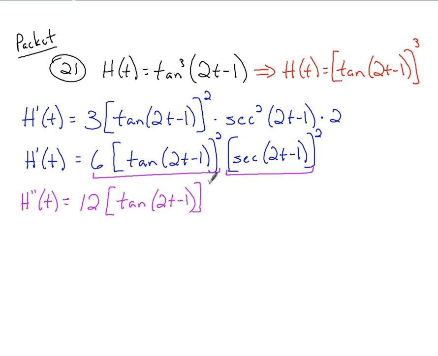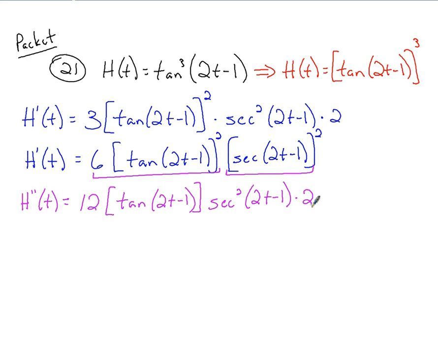Now taking the derivative of the inside, well, this is where we start to see some overlap with what we did on the first derivative, right? If we take the derivative of the inside here, we just did that up here. So it's going to be secant squared of 2t minus 1 again, all that times 2. So this is the derivative for the first part.